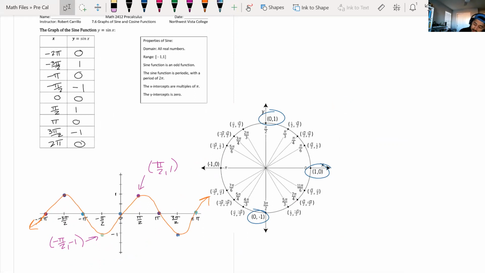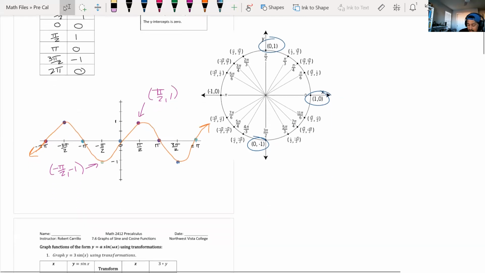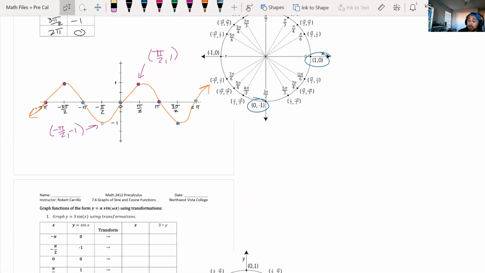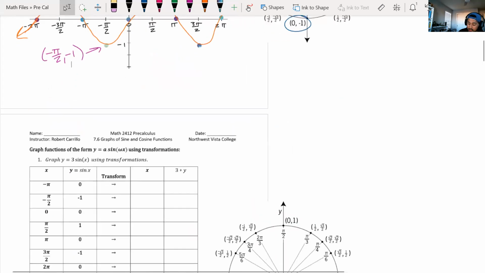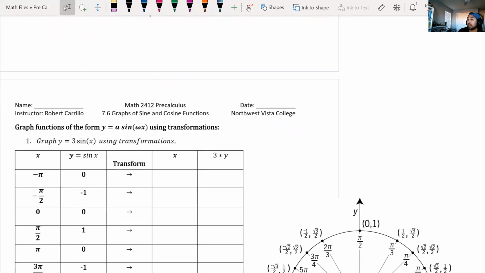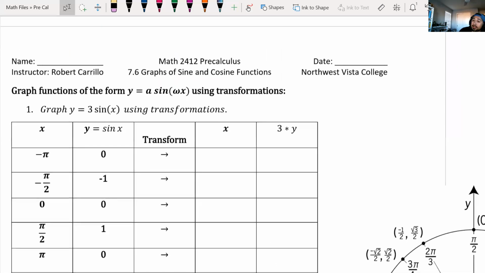All right. Which means let's go ahead and get into transformations then. So if we are given a trig function in the form of y equals a times the sine of omega x, well, a and omega will be your transformations. So if you guys remember transformations from college algebra, here we're given y equals 3 times the sine of x. What does the 3 do? Does it transform your x coordinates or your y coordinates?